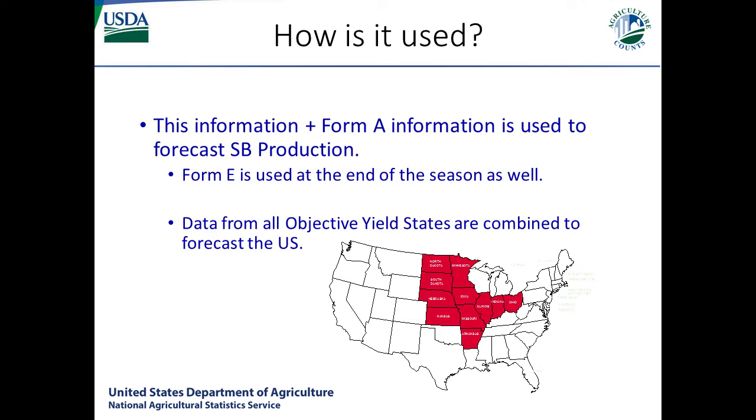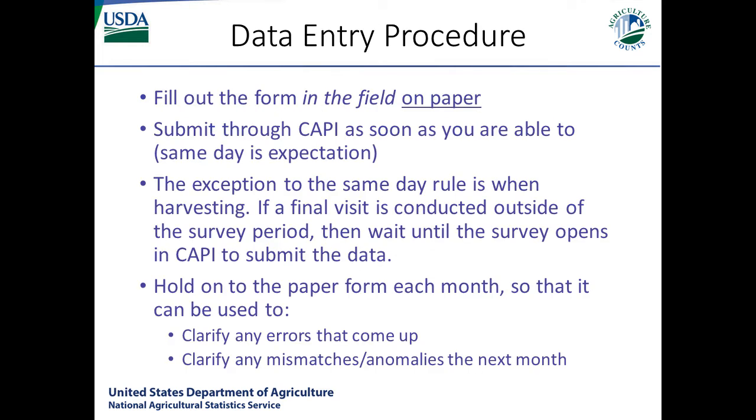states. Data from the Form A, Form B, and the Form E, gleaning, is combined to help forecast the current year's acreage, production, and harvest loss. Data from the Soybean Form B will be submitted on CAPI, but the form itself should be filled out in the field and then entered into CAPI later. Ideally, data will be submitted on the same day as the field work.